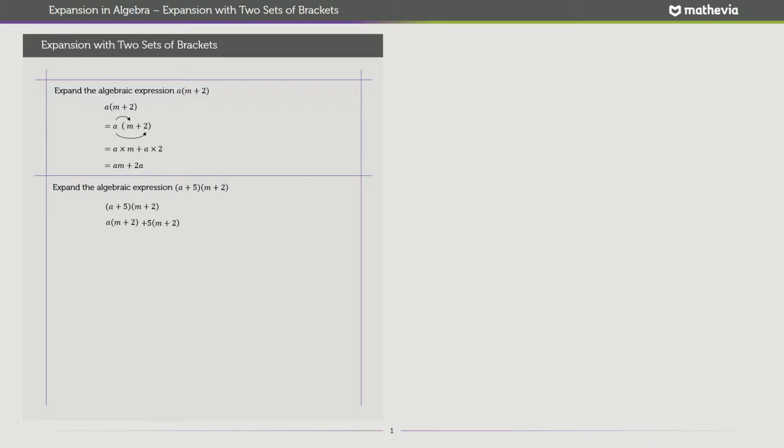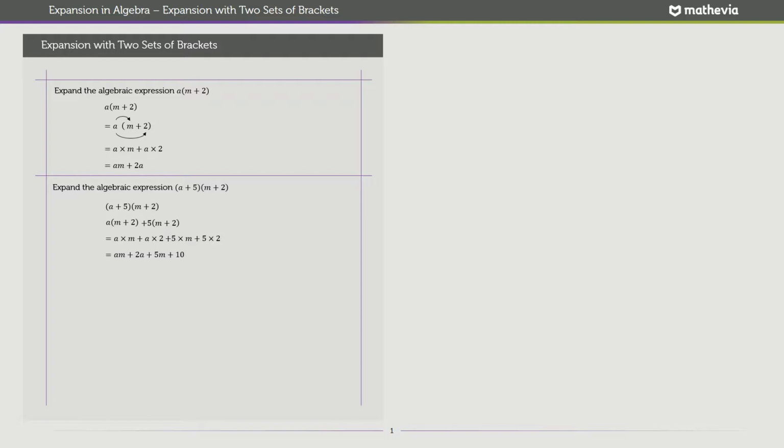You take the first term in the bracket, in this case a, times m plus 2, and then plus 5 times m plus 2. From this point on, the process is actually quite simple. You just go ahead and expand each of the brackets. For the first one you have a times m plus a times 2. For the second one you have 5 times m plus 5 times 2, and you sum everything up together, and what you have in the end is am plus 2a plus 5m plus 10. Simple, straightforward.